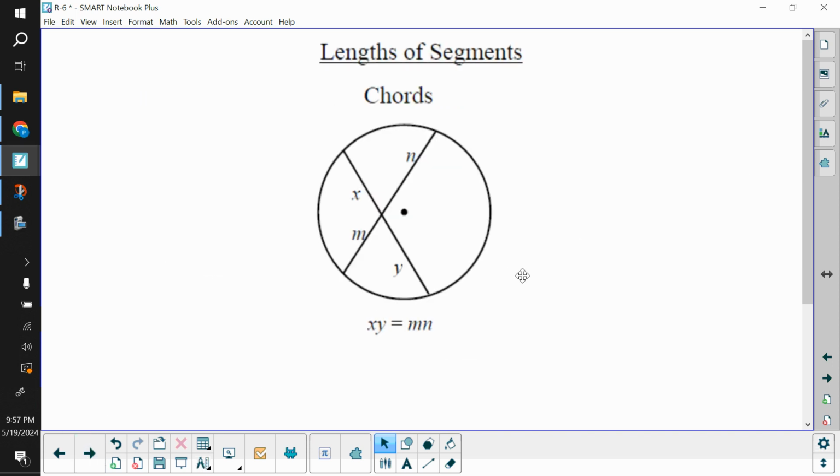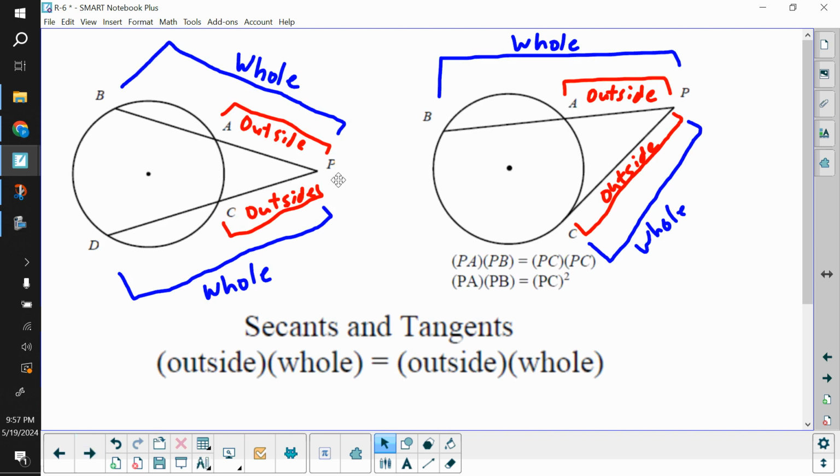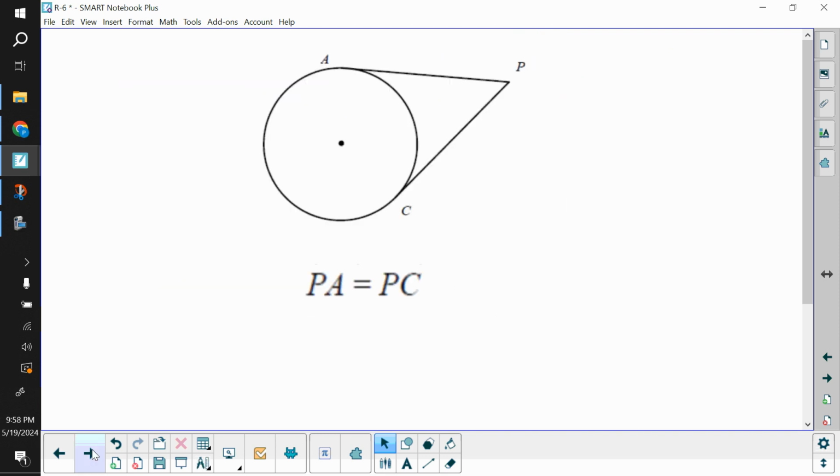Then going over to our formulas with segments. If you have chords crisscrossing, it's just part times part equals part times part. And then we have our either two secants or a secant and a tangent. It's outside times whole equals outside times whole. Remember on the tangent one over on the right, the one part PC there, the outside and the whole is just the same thing. And then lastly, if you have tangents coming from the same point, they are just equal. So hopefully that circle stuff is somewhat familiar to you because it's the last 2 units that we did during the year.